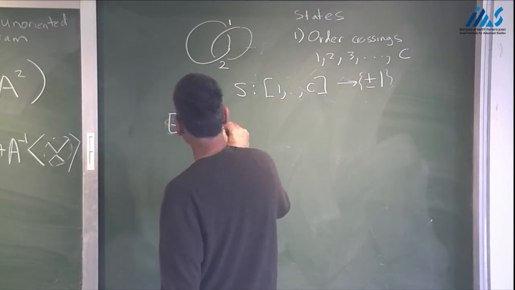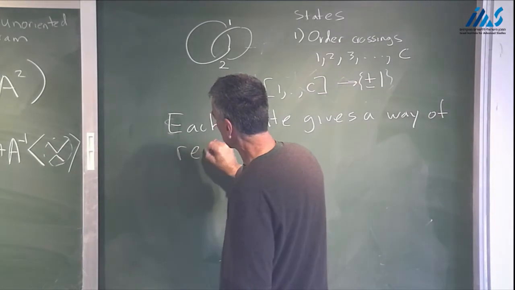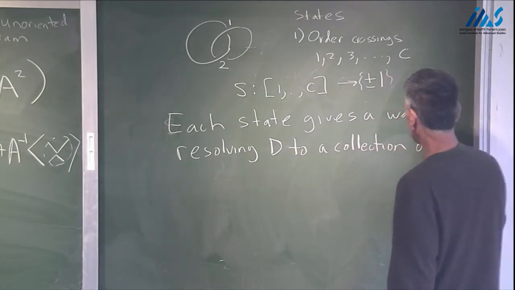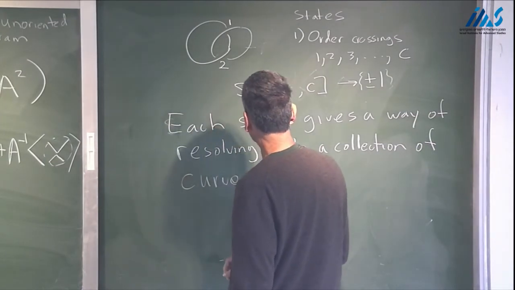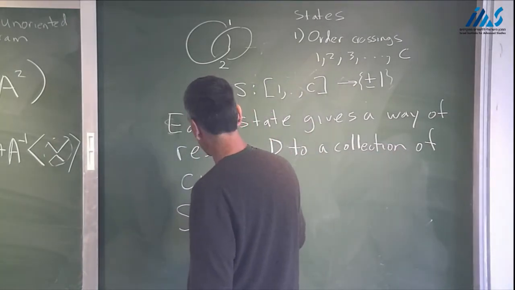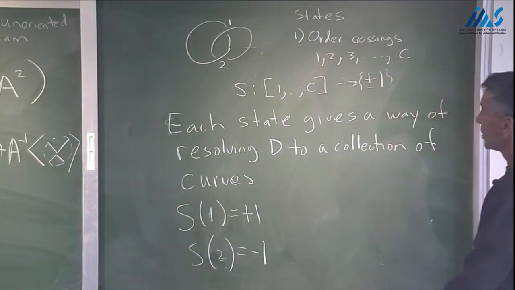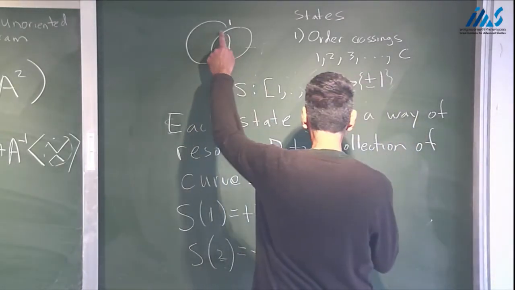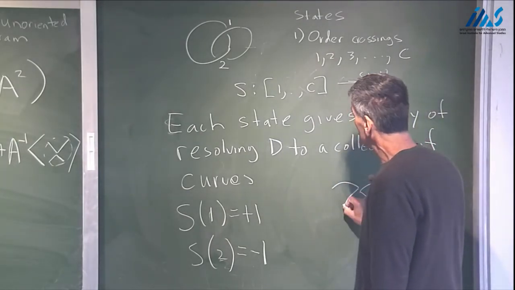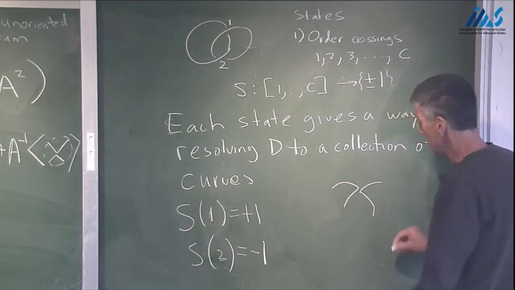Each state gives us a way of resolving this diagram to a collection of curves. So, for example, let's take the state S, which takes crossing 1 to plus 1 and crossing 2 to minus 1, say. How does this state give us a collection of curves? Well, it tells us do the plus resolution at crossing 1, so the plus resolution would be this one. It says do the minus resolution at crossing 2, so the minus resolution is this one.